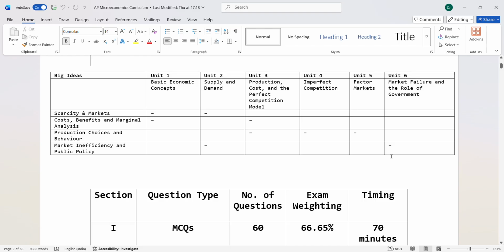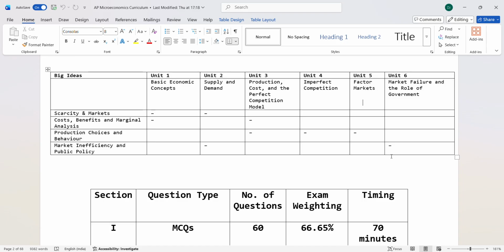Okay, so the course is like this. You have 6 units in the AP Microeconomics course: the basic economic concepts, supply and demand, production cost and the perfect competition model, imperfect competition, factor markets, market failure, and the role of government. And these are the four big ideas that we cover through these 6 units. So each unit would be covering some big idea.